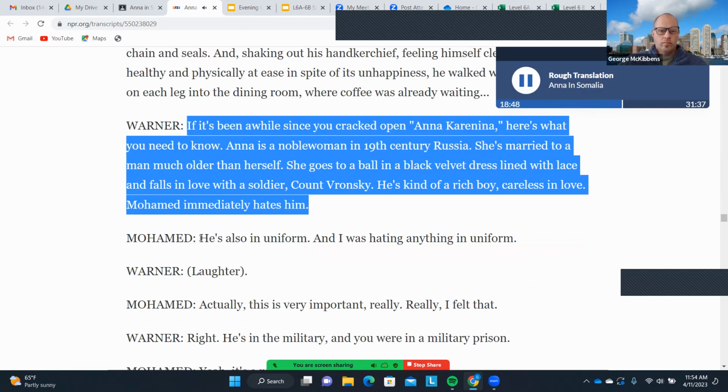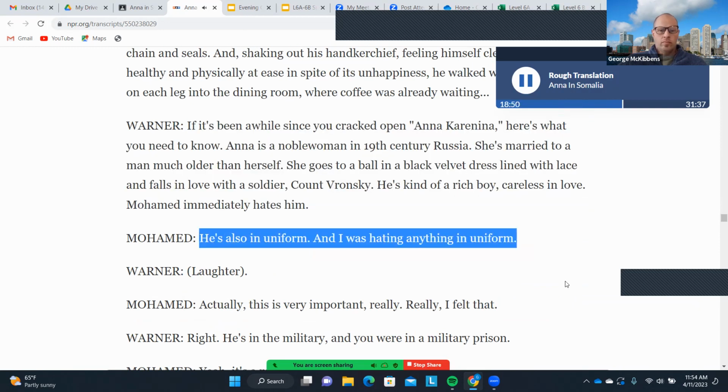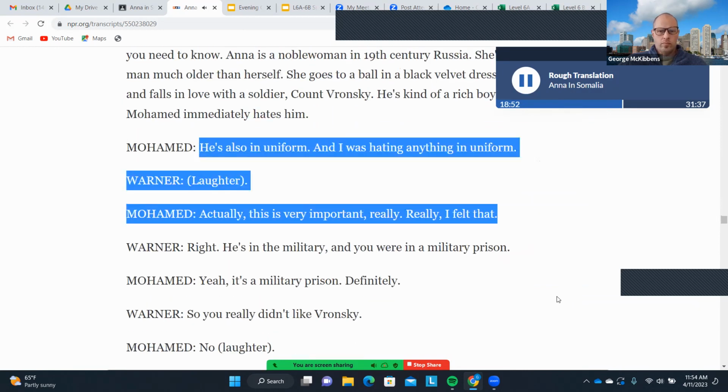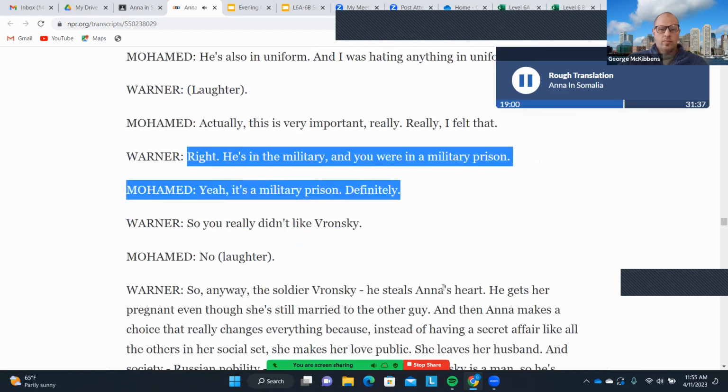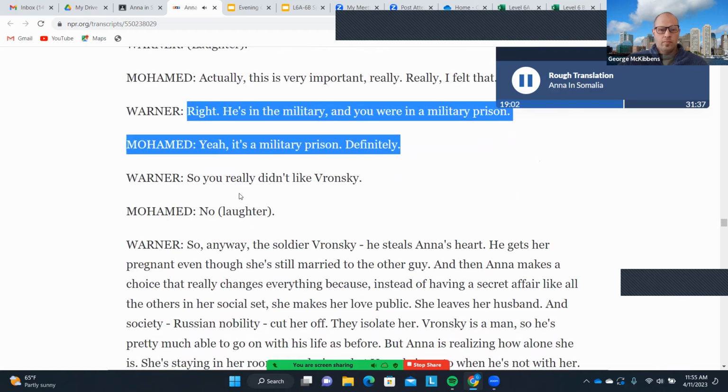Mohammed immediately hates him. It's because he's also in uniform, and I was hating anything in uniform. Actually, this is very important, really. Yeah. I mean, I really felt that. Right, he's in the military, and you were in a military prison. Yeah, I was in military prison, definitely. So you really didn't like Vronsky.